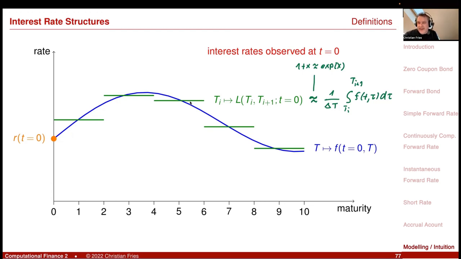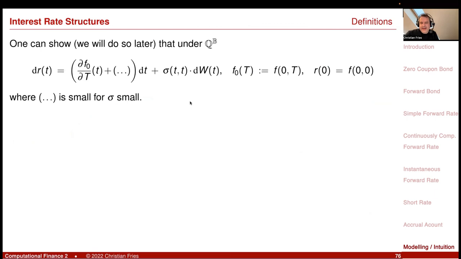How does the short rate now relate to this curve? You can show that under the equivalent martingale measure, the stochastic process of the short rate has a special shape related to the instantaneous forward rate. In the short rate process definition, so this is how the short rate changes, there is the derivative of the forward rate curve with respect to capital T, everything observed now at t equals 0, multiplied with dt.